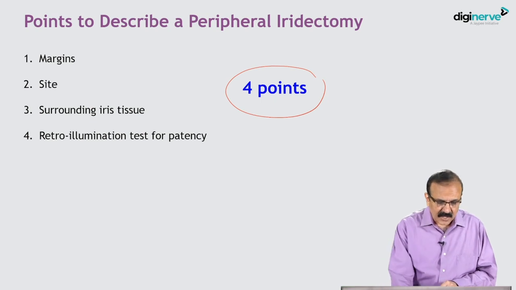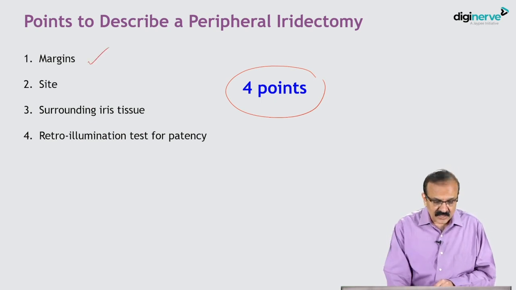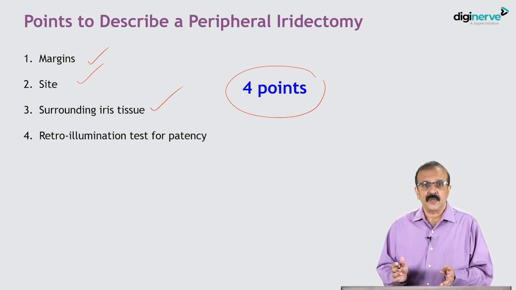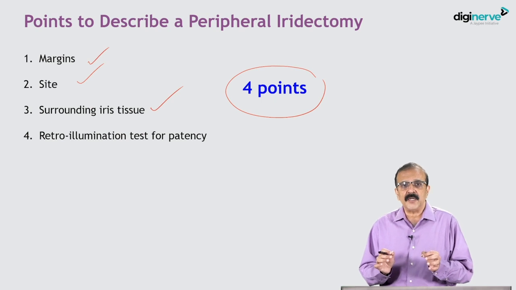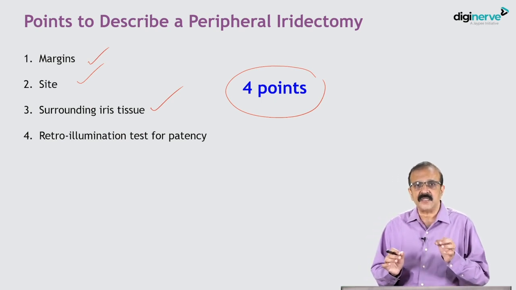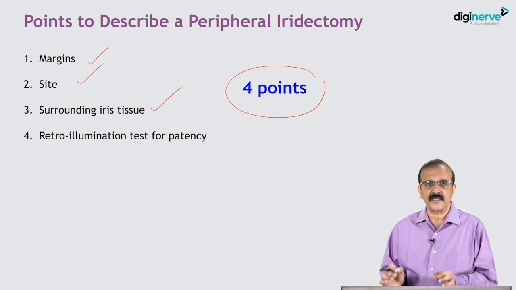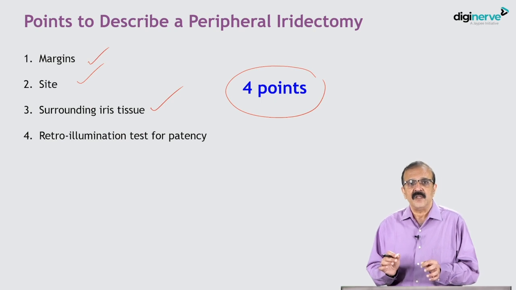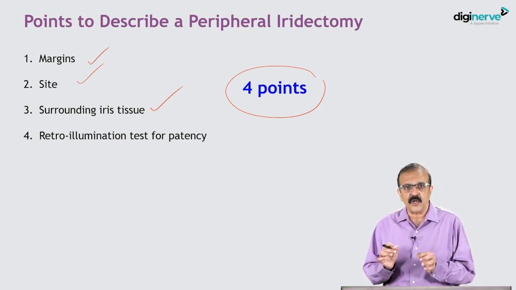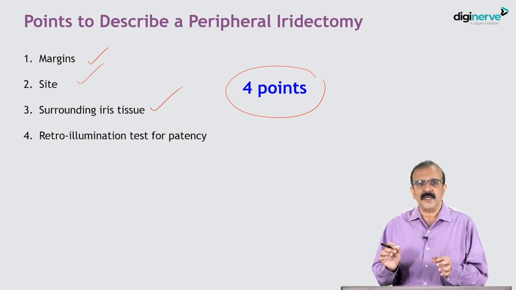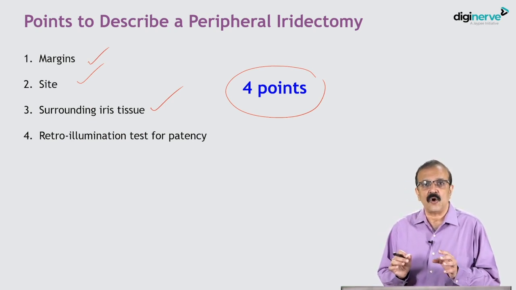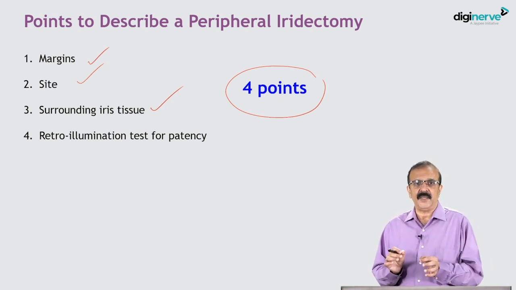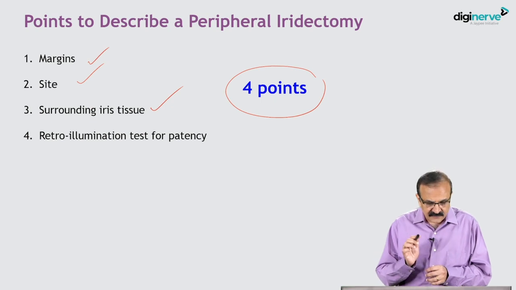We would talk about the margins. We would talk about the site. We would talk about the surrounding iris tissue. Why? Because if you are going to differentiate between a laser iridotomy and a surgical iridectomy, the description of the surrounding iris is very important, because when you are using laser to create an iridotomy, you would be dispersing some iris pigments on the surrounding iris tissue. But if you are going to do a surgical iridectomy, you are not going to disperse. So that is very important.